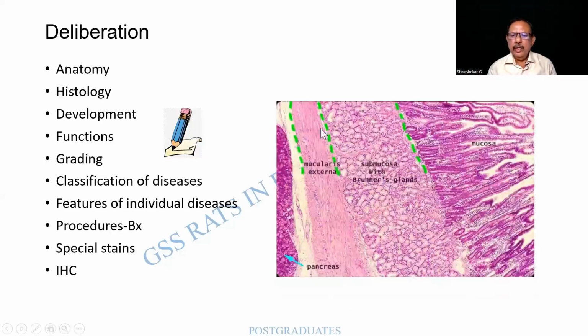So this is the normal histology showing the tall villi over here, and there are the crypts below the surface. There is a submucosal gland and the Brunner's gland. These vary according to the duodenum, jejunum, and the ileum. The muscularis and the serosa are more or less constant.